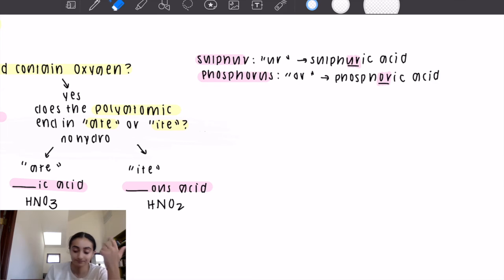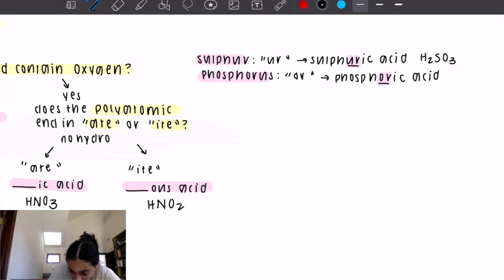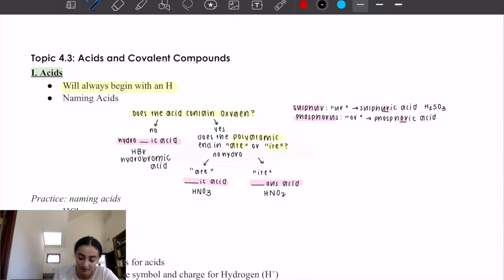So if you had H2SO4, it would be pronounced sulfuric acid because this is sulfate. So you know you're going to have an ic, but with sulfur, there's an exception, so it would be sulfuric acid. And a similar thing would occur with phosphorus, except we would use or instead of ur.